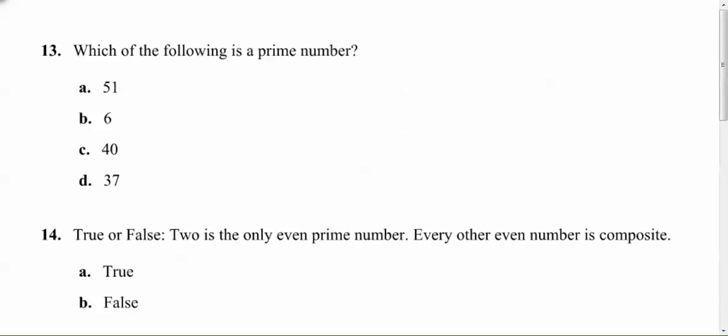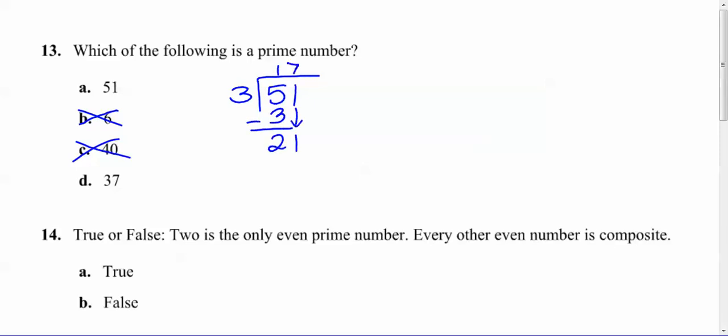All right, we're going to move on to the next page. 13, which of the following is a prime number? This was kind of a trap I set for you, and many of you fell for it. 6 is even, so that's going to have a factor of 2. 40 is even, it has lots of factors. So it's down to 37 and 51. What people missed is that 51 is divisible by 3. So 51 divided by 3 is 17. We did a worksheet that had that on the homework a while ago, so that was me following up on that.